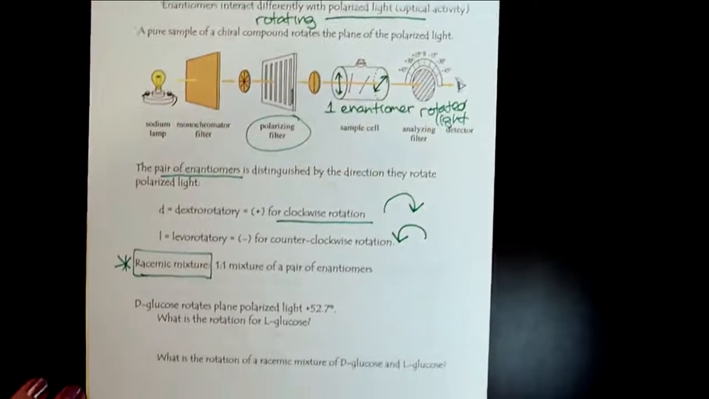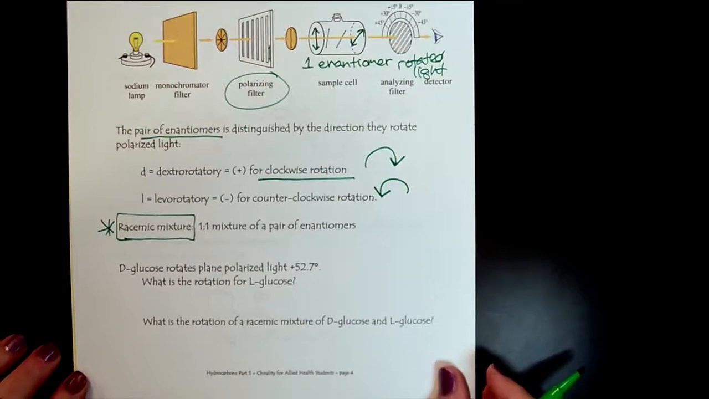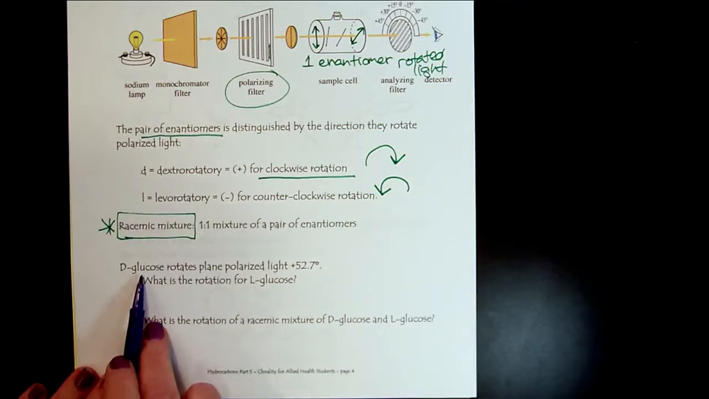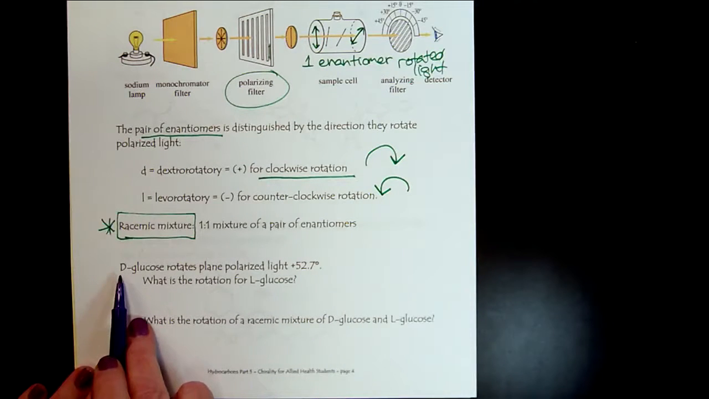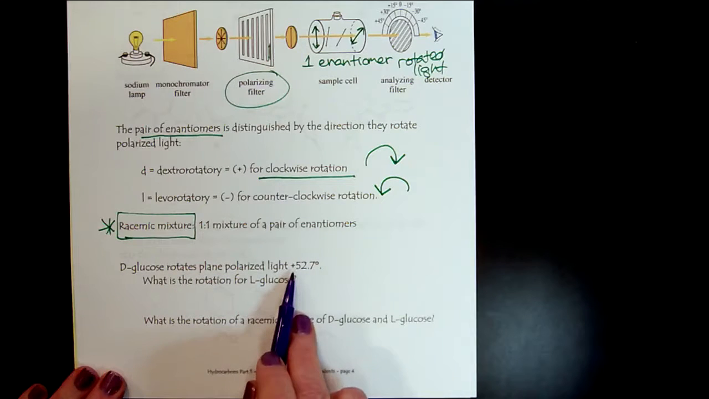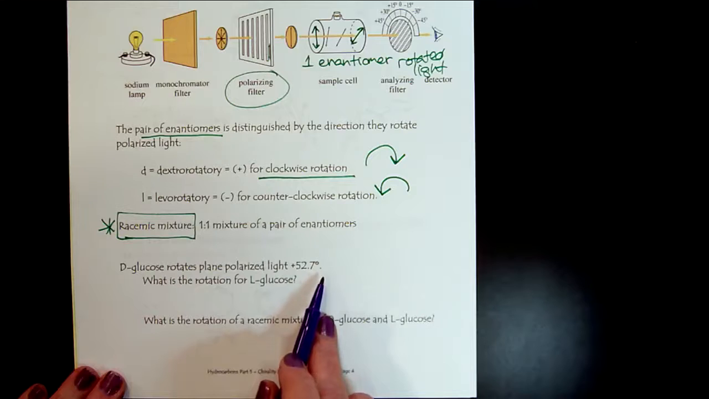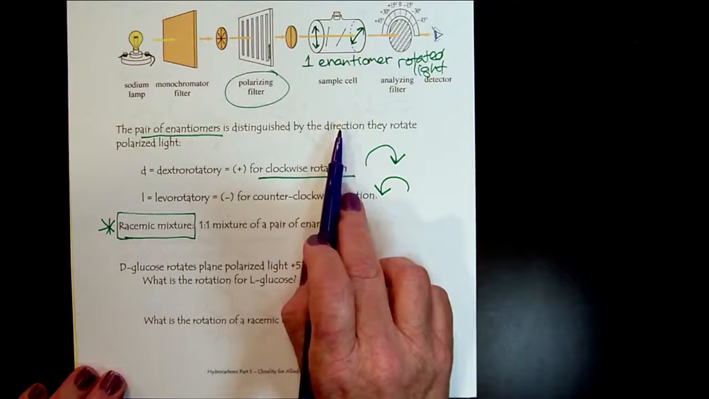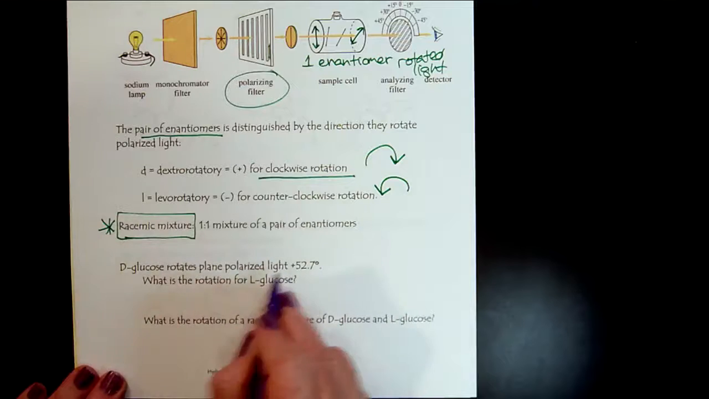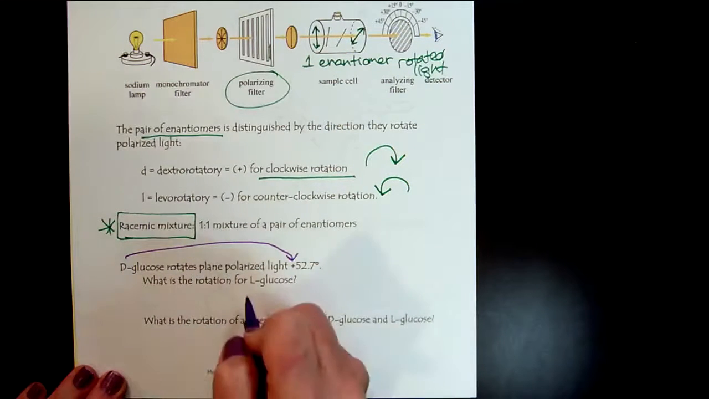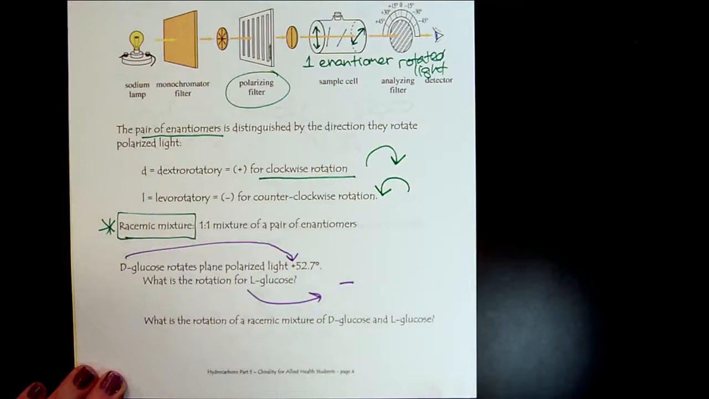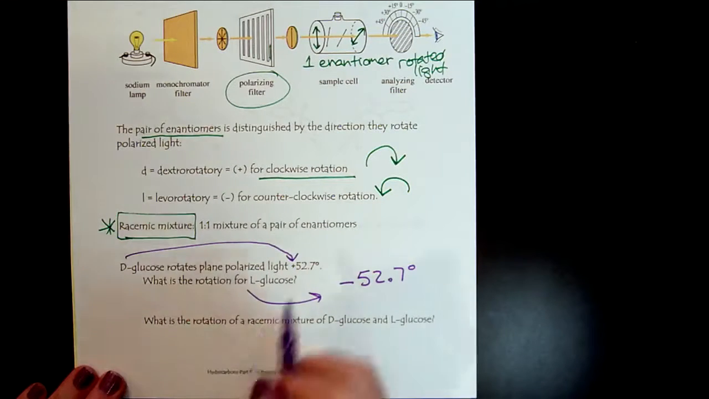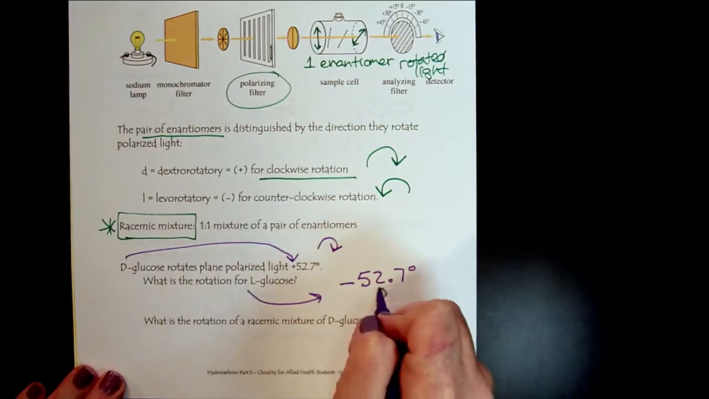This is the last thing that you need to know about enantiomers, and then we have one last page of practice problems. So here's glucose, which will be important when we study biochemistry. D-glucose rotates plane polarized light plus 52.7 degrees. So what would be the rotation for L-glucose? Well, we know that they rotate equal and opposite. If D-glucose is going in the clockwise direction, then L-glucose is going to go in the counterclockwise direction. Because they're enantiomers, the value will be the same, just opposite. So D-glucose goes clockwise and L-glucose goes counterclockwise.